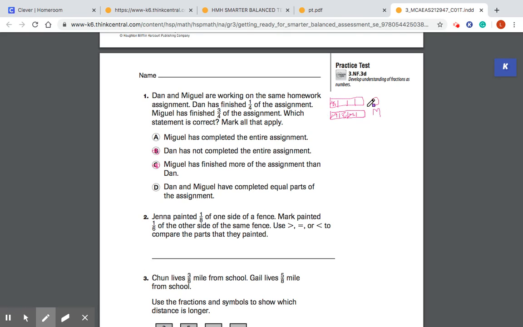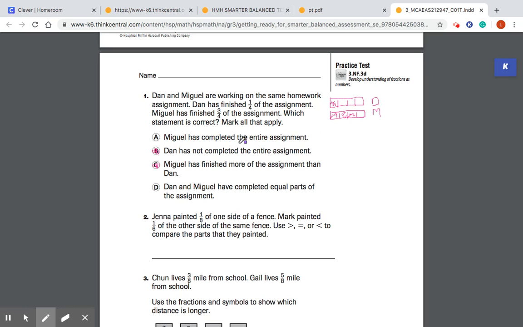I like to use rectangles because it allows me to try to draw it exactly the same on the bottom. You can't have one super long one and one short one and compare fractions. You have to compare fractions with the same whole. So I did one for Dan and for Miguel. And when I go through these problems, Miguel has completed the entire assignment.